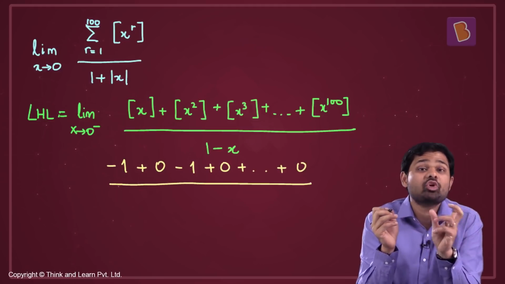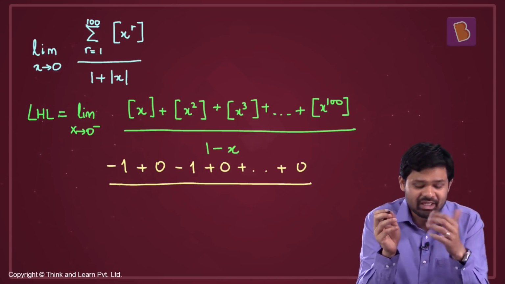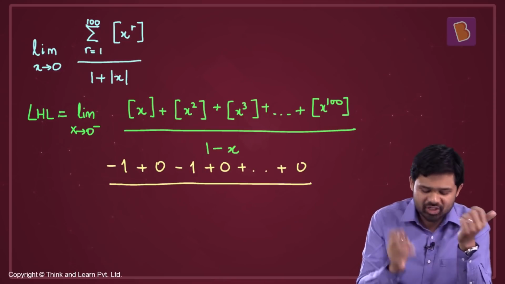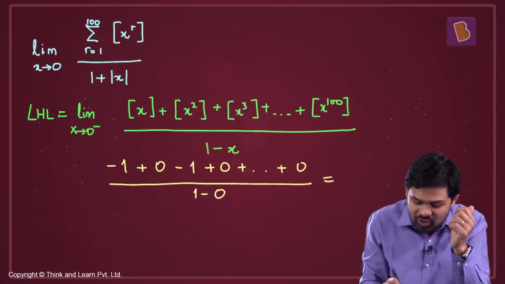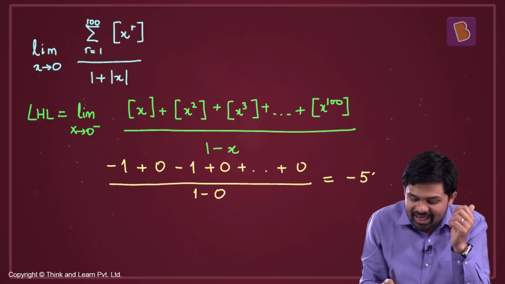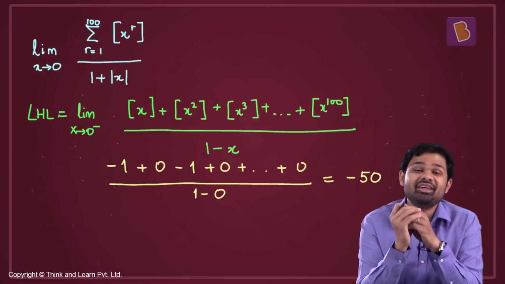So the numerator is going to add up to 50, and with the negative sign is going to be -50. The denominator, of course, when evaluated, is going to give me 1 minus 0, which is equal to 1 itself. So the value of the left hand limit is -50, because there are 50 minus 1s in the numerator.